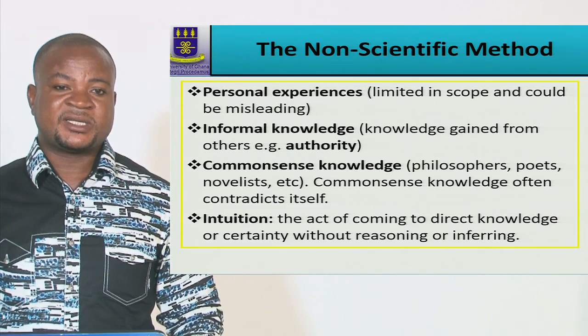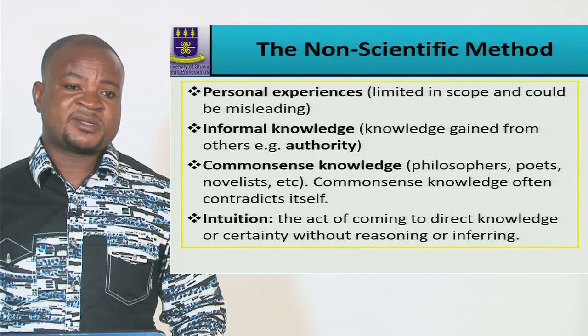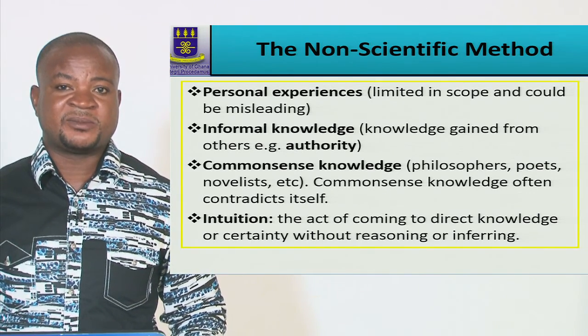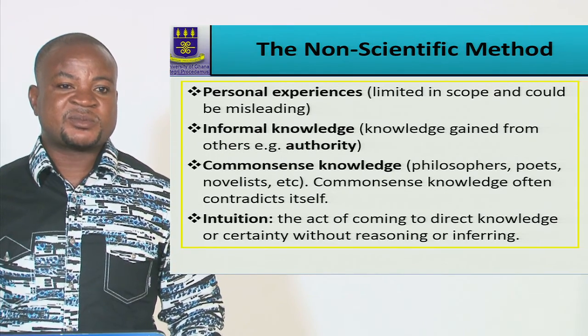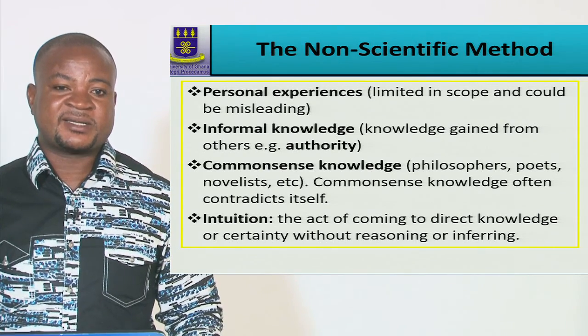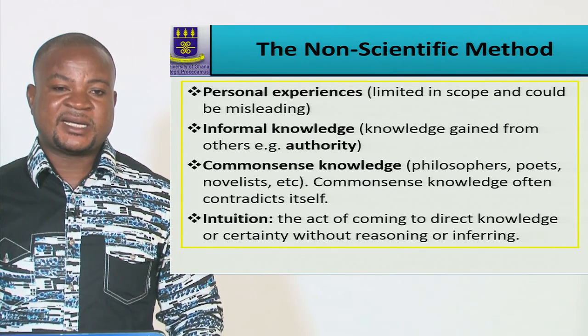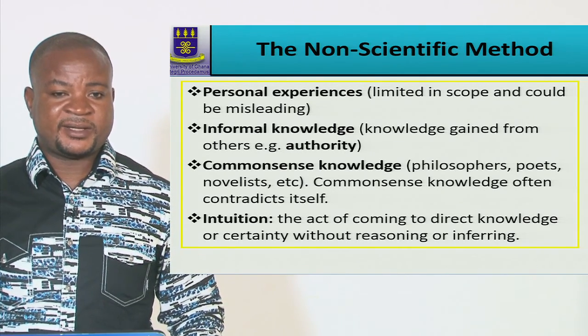Another means by which we come to acquire knowledge is what we refer to as informal knowledge, and that is knowledge gained from others. It could be from friends or perhaps people from authority. For example, as I stand here and I talk, students, because I'm a lecturer, may take whatever I say, even if I'm not saying the fact. So that is the challenge with knowledge from an authority figure.